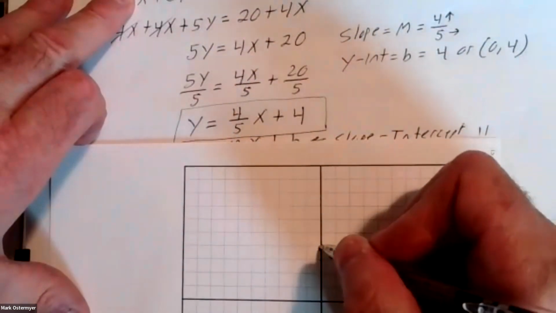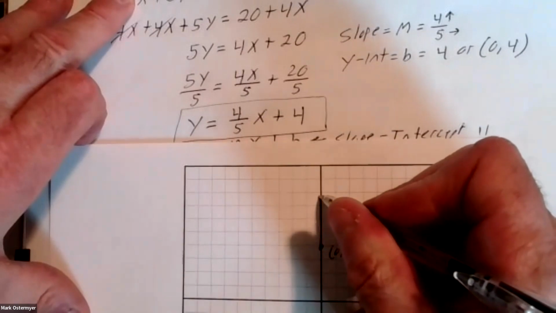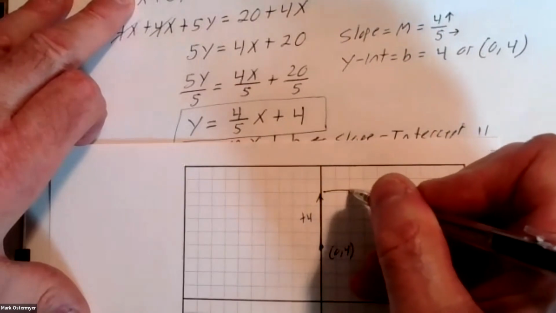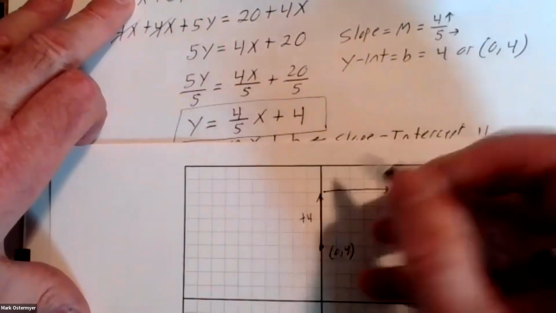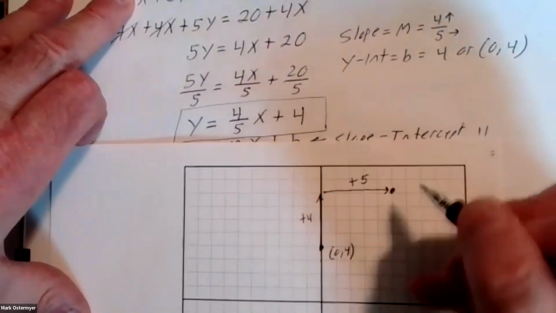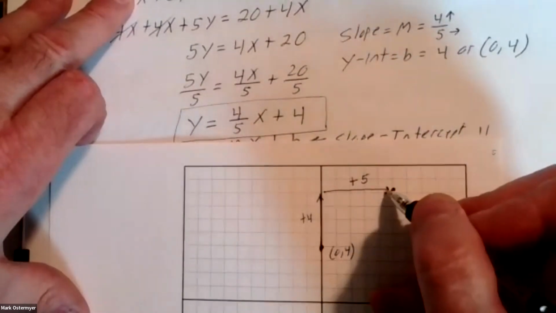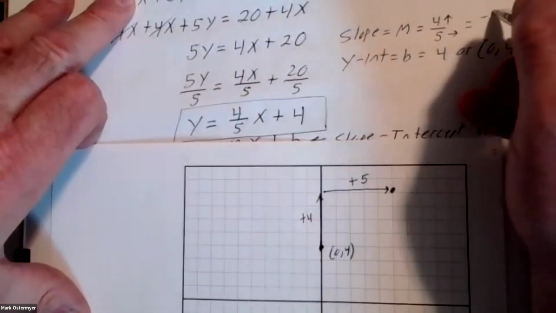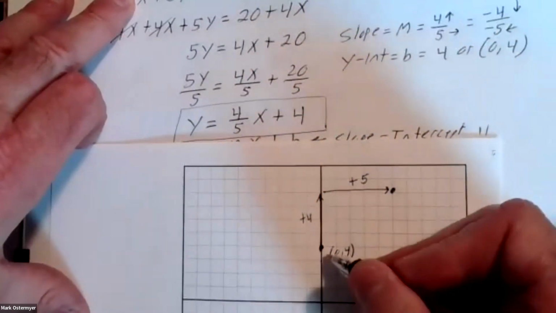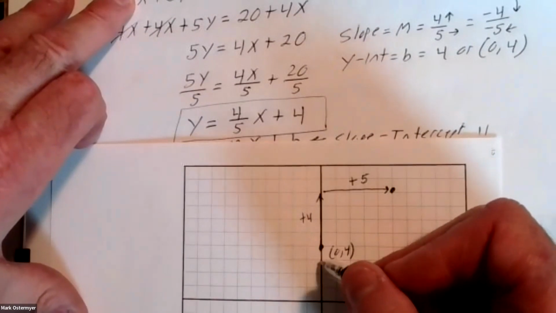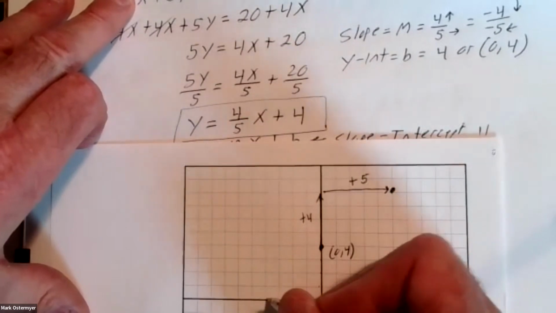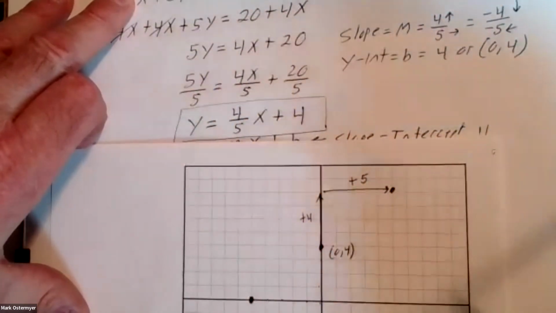So if I start at my y-intercept and go up 4, 1, 2, 3, 4, then I would have a run of 5: 1, 2, 3, 4, 5. So up 4 and right 5. There should be another point on our line right there. Or I could have viewed my slope as being -4 over -5, which means I go down 4 and to the left 5. I could have just as well started at my y-intercept and gone down 4, -1, -2, -3, -4, and then 5 to the left: -1, -2, -3, -4, -5. There's another point on my line.